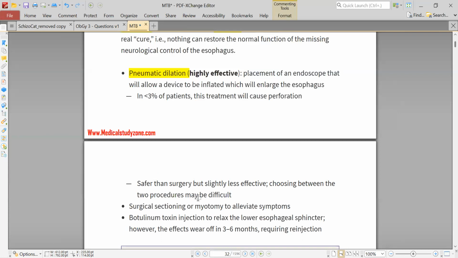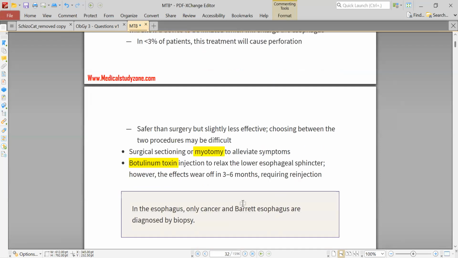Choosing between the two procedures may be difficult also. The surgical option is the myotomy, which is just cutting the muscle. There is also botulinum injection, which relaxes the lower esophageal sphincter. The effect wears off, though. If you are using the Botox injection here, it will wear off in 3 to 6 months. This requires repeated injections.